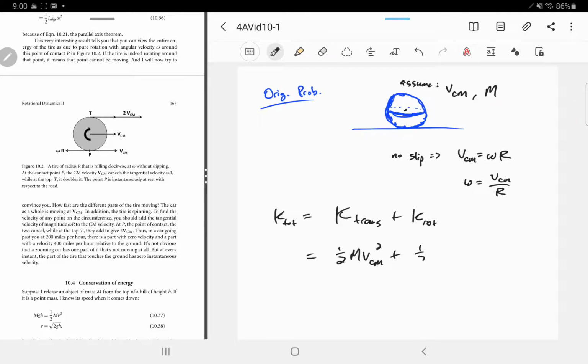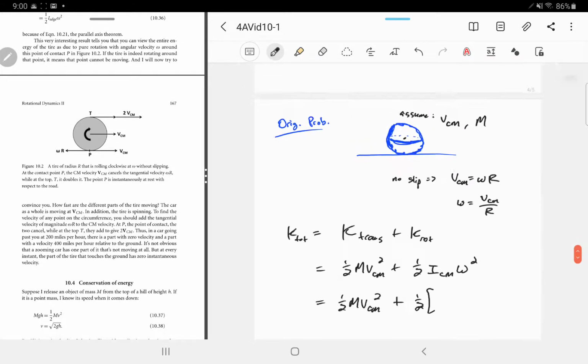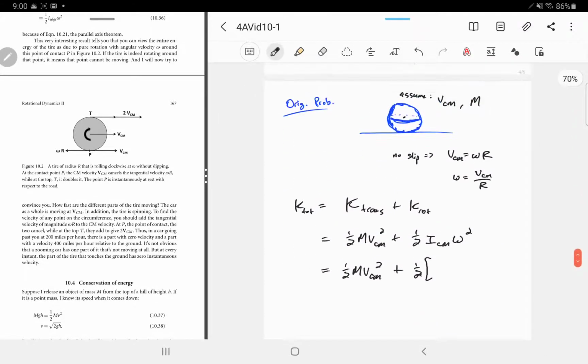Now K rotational is 1/2 I omega squared. Remember this is the rotational kinetic energy in the center of mass frame, so we're going to use the moment of inertia about the center of mass. So this is 1/2 m VCM squared. We're just going to keep this term here and rewrite the second term. ICM is in the table of moment of inertia values that you should maybe even have memorized. Like really, you should do enough problems.